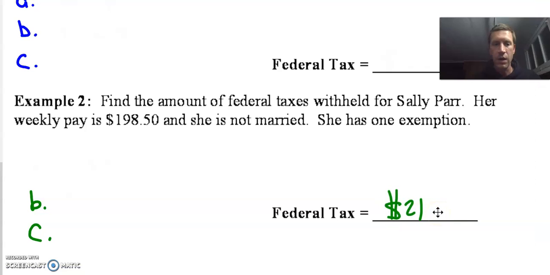So there we go. So I think there's one more example. I'll let you guys try it.